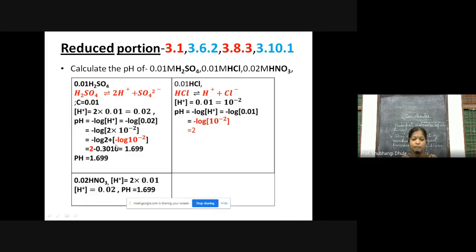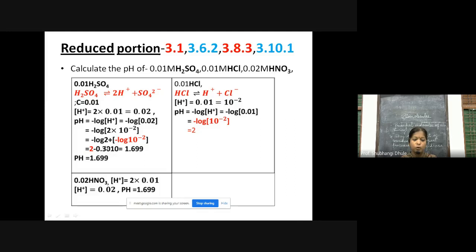I am just taking a simple method here. Minus log of 2, and if you open this bracket, this becomes minus, and this also becomes minus. So minus log of 2, and this is minus log of 10 raised to minus 2. Minus log of 10 raised to minus 2, you know this, it is 2. Minus log of 2: log of 2 is very easy, 0.3010.